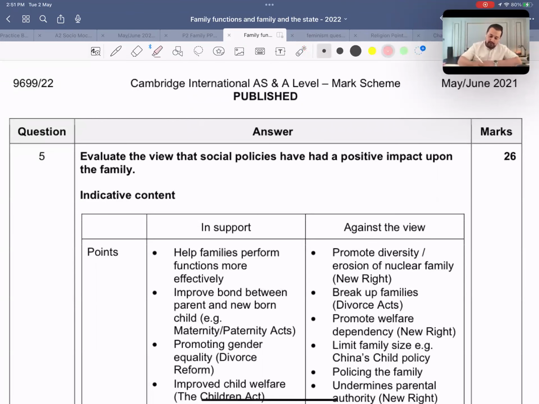So to begin with, if we speak in terms of ideas that support the idea that these policies have had a positive impact, number one, family. There are certain social policies that help families perform functions more effectively. For instance, recently there have been certain laws, certain legislations that have been passed that they say facilitate females working. In other words, you could speak about how the state, in many modern industrial countries, has taken certain measures so that it gets easier for the family to perform its roles, its functions.